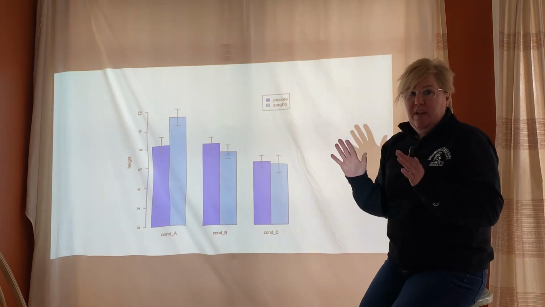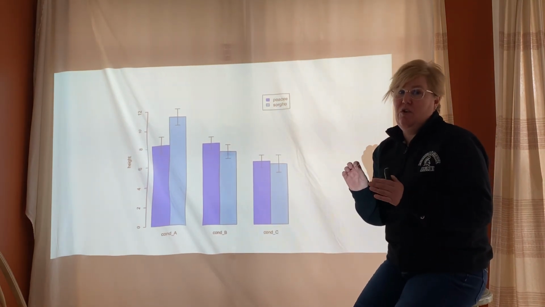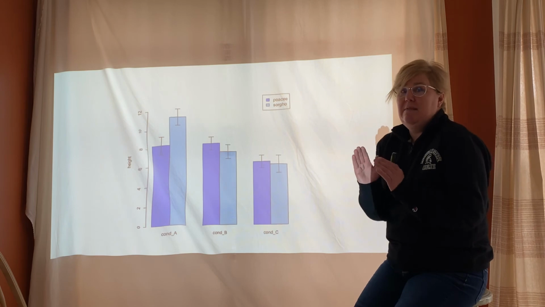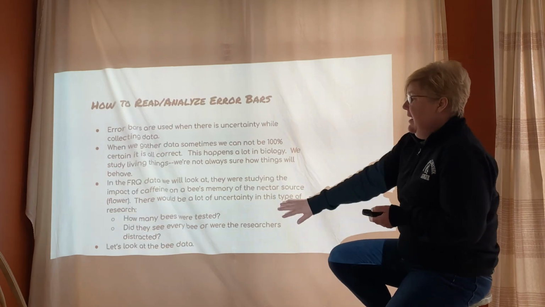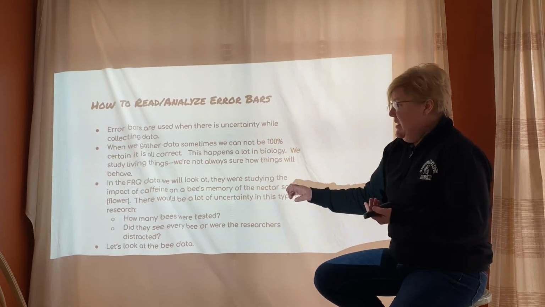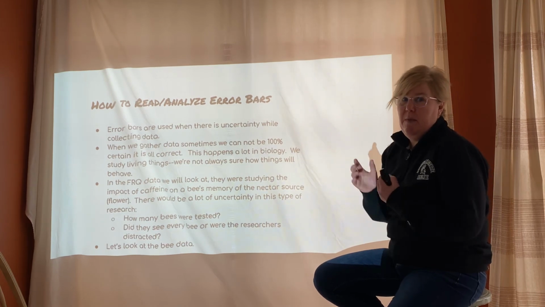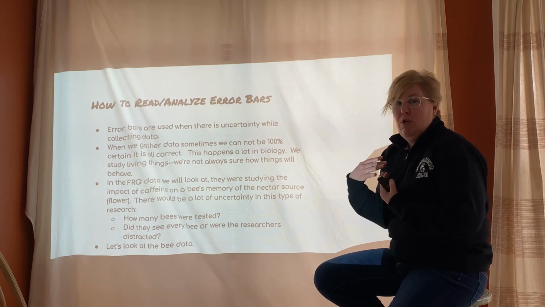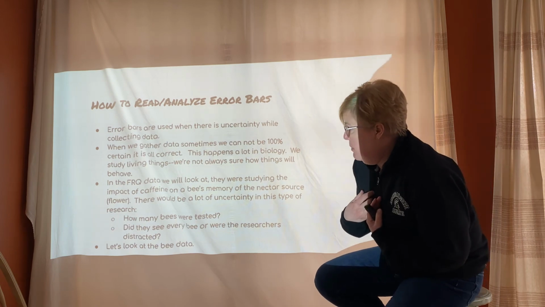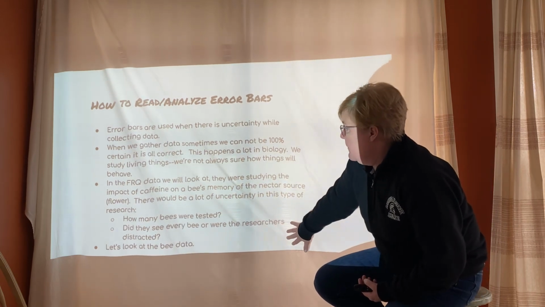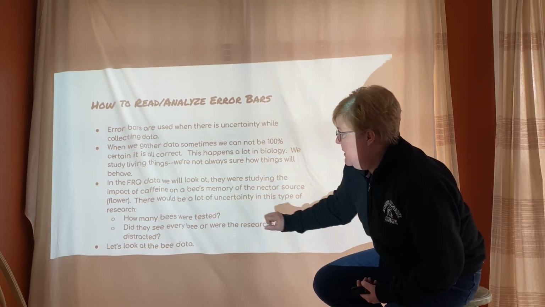That's all an error bar is showing: that uncertainty, that maybe they weren't exactly on. And in the case of this lab, how many bees were they testing in this experiment that we're going to look at? Did they look away, like I said earlier, and miss a bee? Were they distracted?